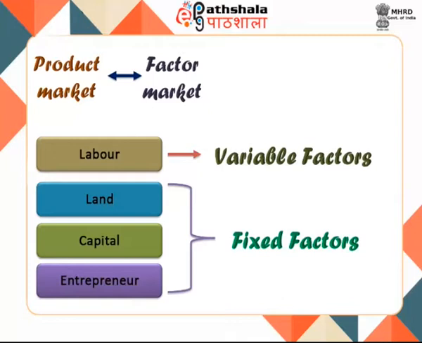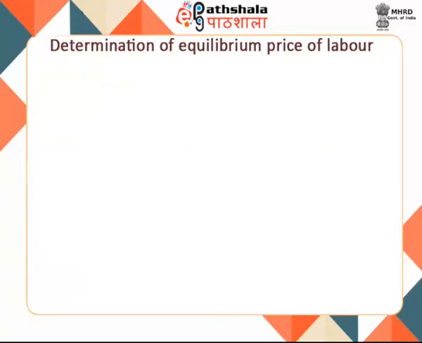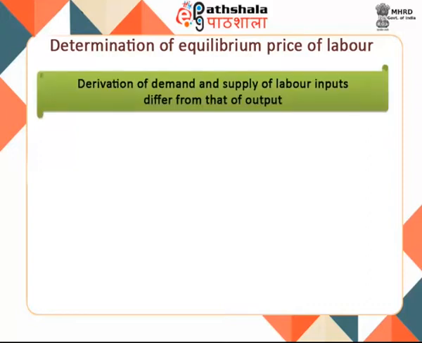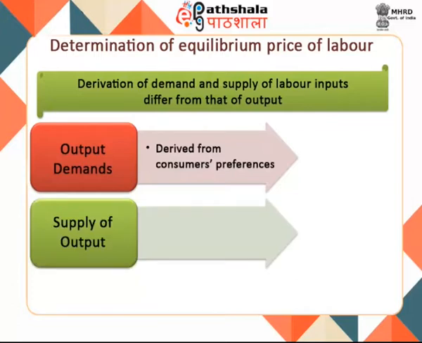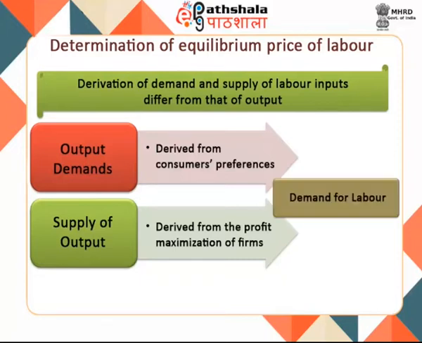We begin our analysis in this module with the determination of the price of the variable factor, that is, labor. Like product price, the determination of the equilibrium price of labor follows the basic rules of demand and supply. However, the derivation of demand and supply of this labor input differs from that of output. Output demands are derived from consumers' preferences, and the supply of outputs is derived from the profit maximization of firms, while the demand for labor input is derived from the output market.